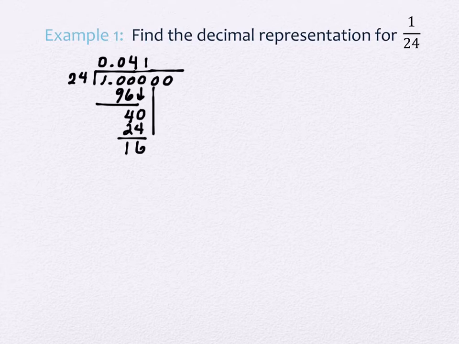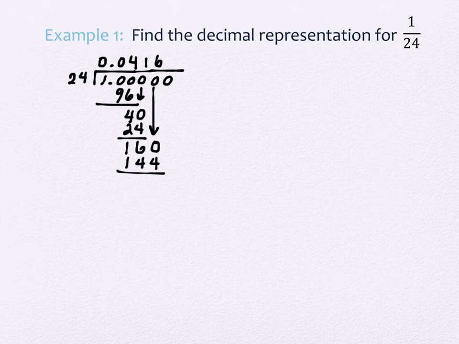16. And then I bring my 0 down. How many times will 24 go into 160? 6. It is 6. What's 6 times 24? 144. And what happens when I subtract this? I get a 16 again.